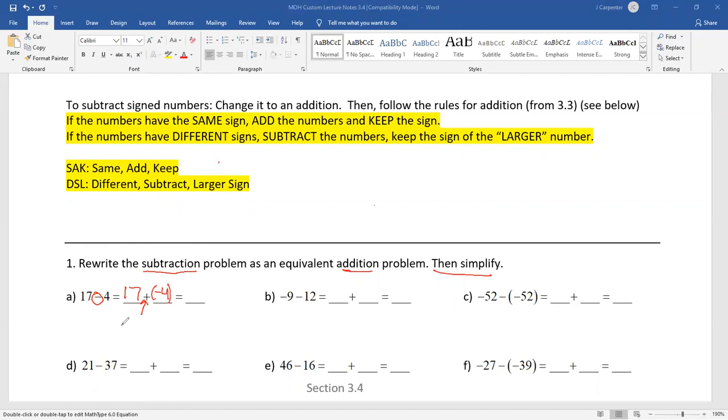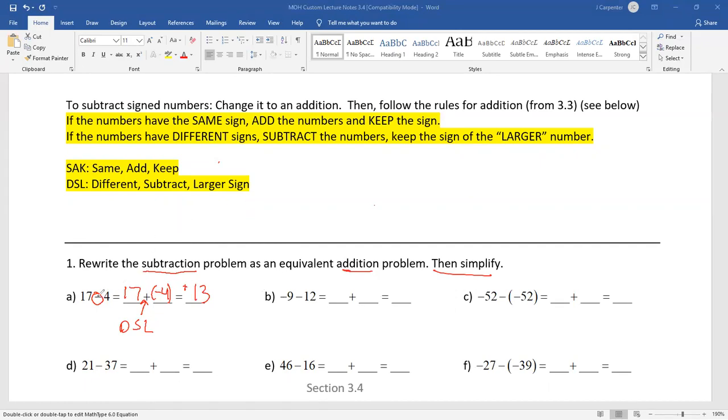And then we can use the SAK and DSL rules. These are different signs, so we'll subtract and keep the sign of the larger. 17 is positive, 4 is negative. 17 minus 4 is 13. The larger number was the 17, which is positive, so that makes it a positive 13. You're not really supposed to write that positive sign. I'm just emphasizing it here for once. So that's how we do this rewriting stuff.